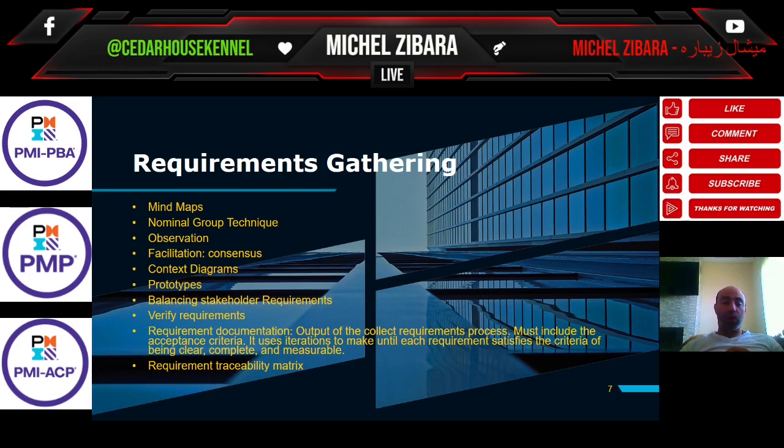Context diagram: you have the solution in the middle, and then you have arrows to externals represented in squares. We've also discussed that it is a very important tool and technique used in requirement gathering. Prototypes also: you demonstrate a working demo to the customer. It's not a complete solution. That will give the customer a visual representation of how the end solution or product would be.